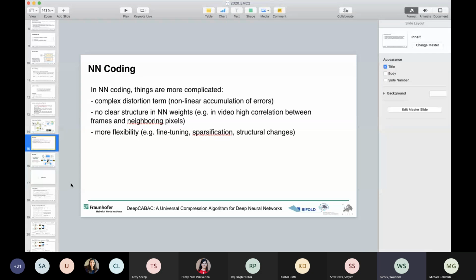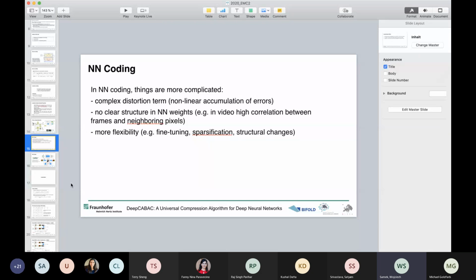In videos, you have high correlation between frames and neighboring pixels. And if you think about neural network coding, you have much more flexibility, because you can do some fine tuning after, for example, after sparsification or after quantization. Sometimes it also makes sense to use structural changes. So, for example, instead of encoding a very large neural network, you could use distillation or some other tricks to train a smaller one and then encode the smaller one.